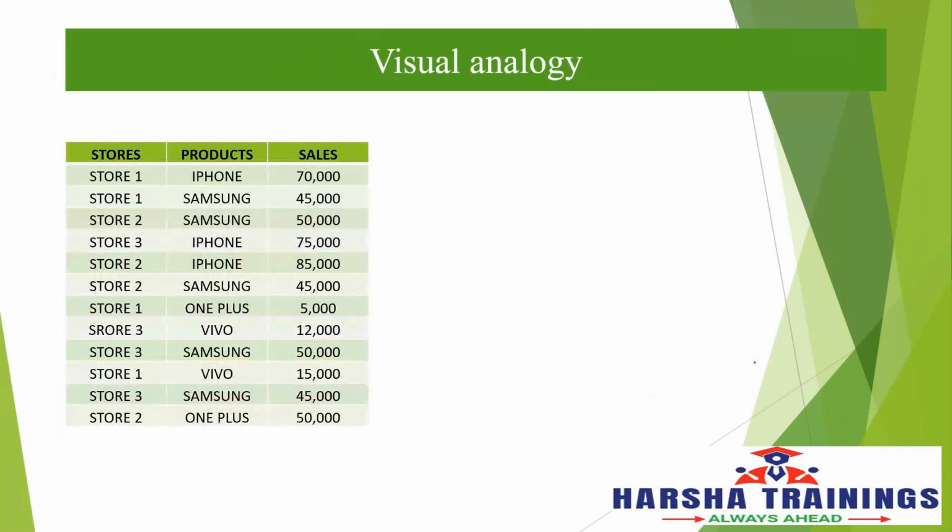One more data I'm having. So how many stores are available here? Store 1, store 2, store 3. So it means 3 stores are available in my table, and the products are iPhone, Samsung, OnePlus, Vivo. Right? Please let me know, in this data, which product you will prefer whenever you need to buy a mobile if you have a lot of money.